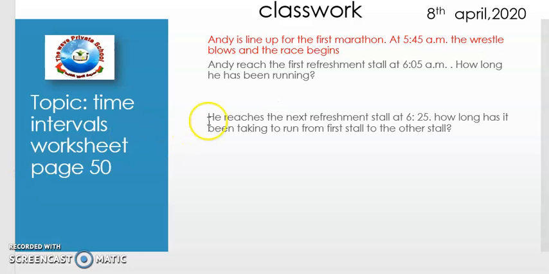After that, they said in worksheet page number 50, this work is for 8 April 2020. Andy is lined up for the first marathon. Andy is going to have a race at 5:45 a.m. The whistle blows and the race starts. So it means that 5:45 is the starting point of the race. The race begins now. Now we have to answer these questions.